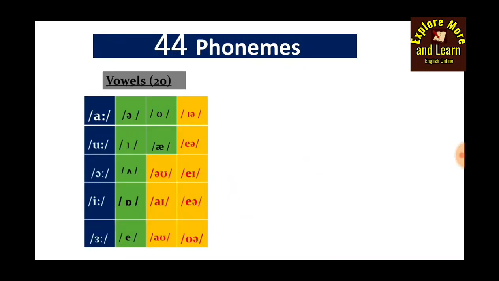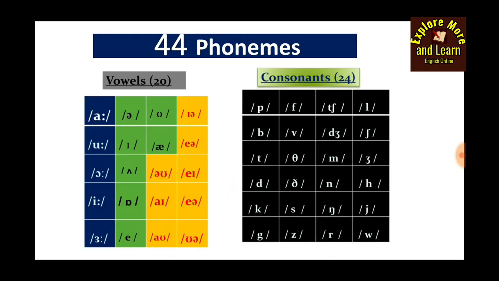So 44 phonemes are divided into two parts, 20 vowels and 24 consonants. So 20 vowels we get from 5 letters, and from rest of the 21 letters we get 24 consonants. And these are the symbols for all these 44 phonemes. These are vowels which are further divided into two parts, monophthongs and diphthongs, and these are the consonants.